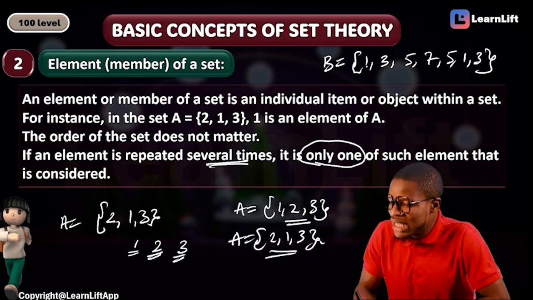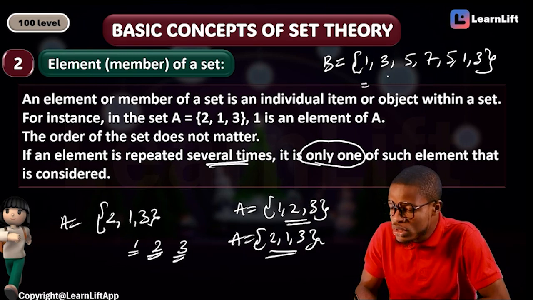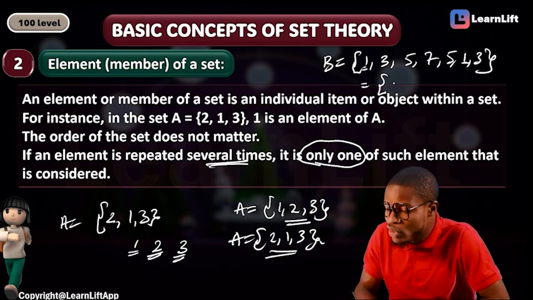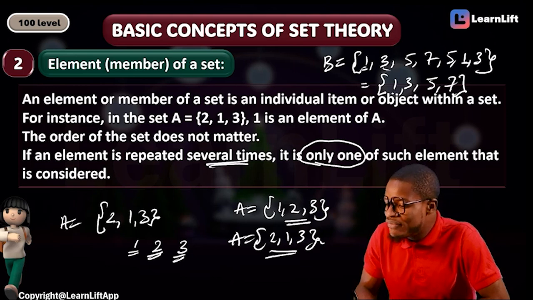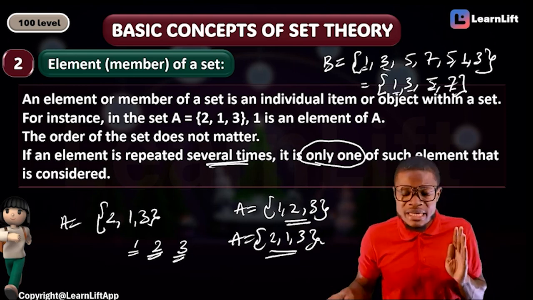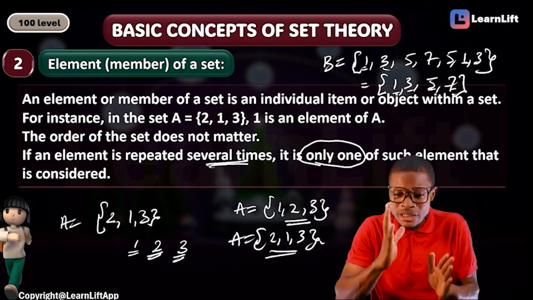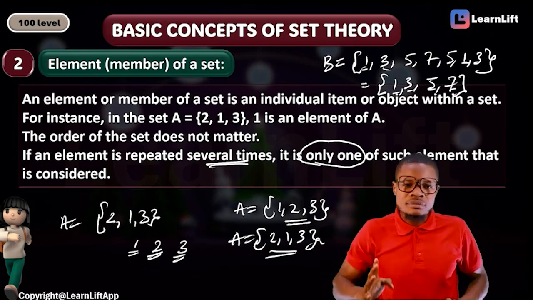So if I have, for instance, 1, 3, 5, 7, 5, 1, 3, what is it going to give me? You have 1. How many times is 1 occurring there? It does not matter. 1. We have 3. We also have 5, and then we have 7. Are you getting it? So how many elements do we have there? 1, 2, 3, 4. There are 4 elements there. So the number of times the repetition takes place does not matter. Are you with me? That's what elements or members of a set are.